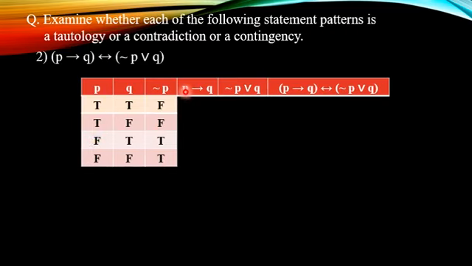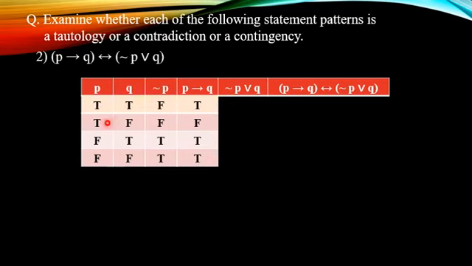Now we find P implies Q. For implication, if the first statement is true and the second one is false, the corresponding implication will be false, otherwise true. So the truth values of this column are TT true, TF false. Here the first statement is true, second one is false. So this conditional statement will be false. Then FT true, FF true. Now we find negation P or Q.